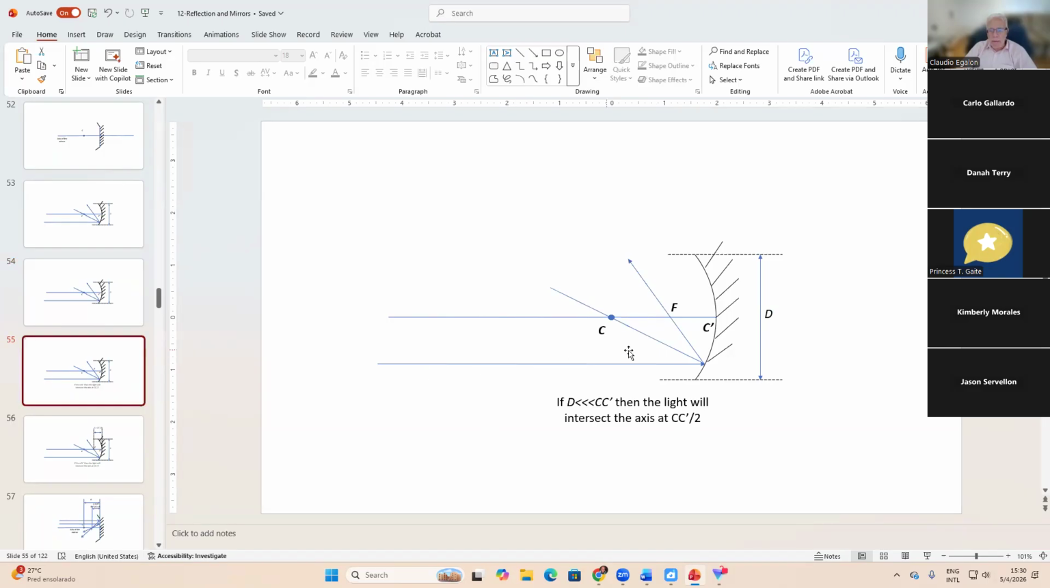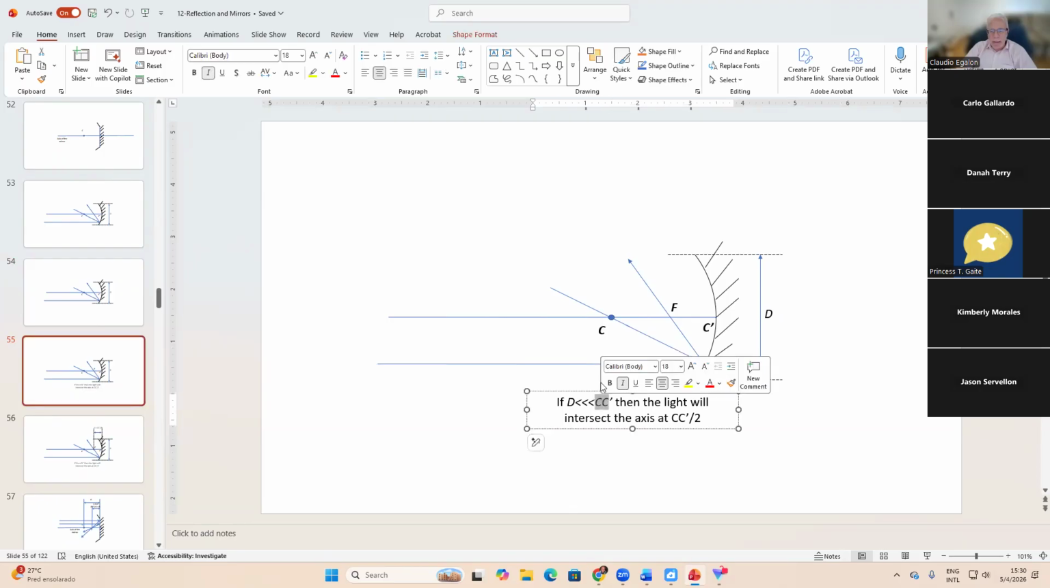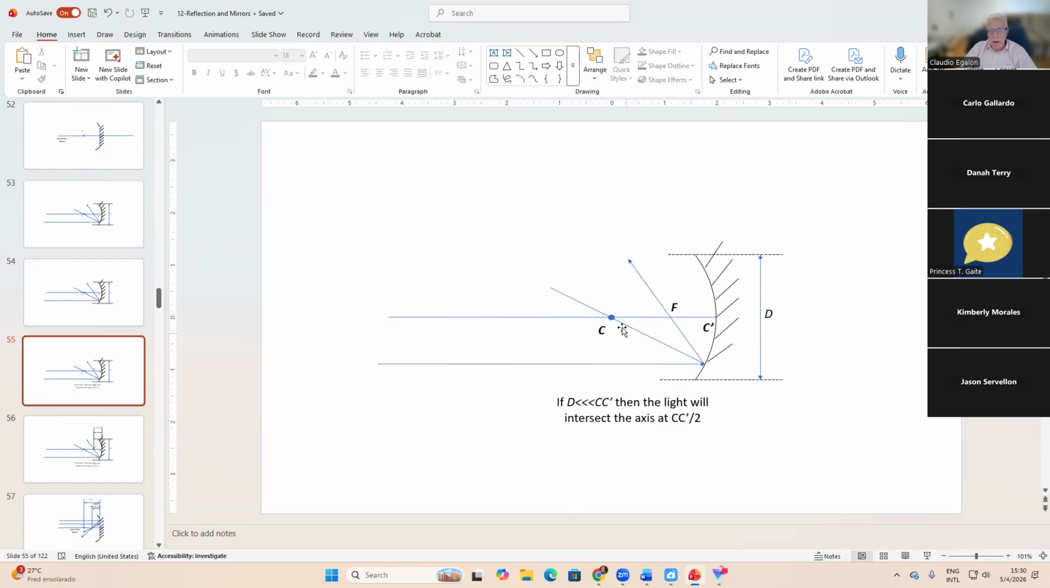And this focal point, whenever the diameter of the mirror is much smaller than the radius of curvature of the mirror, right? C to C prime is equal to R, the radius of curvature of the mirror. Then the light will intersect the axis at half the distance. That would be the focal point.